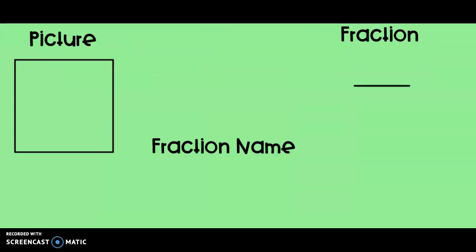Let's take a look at our first slide. Now, as you can see, I have 3 different areas. I have picture, fraction, and fraction name. Now, let's first start with the picture. I think that the picture is the place that we need to first begin our journey. Now, for this picture, you'll see I have a square. I'm going to cut my square into 4 equal pieces.